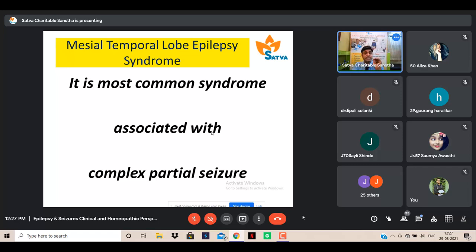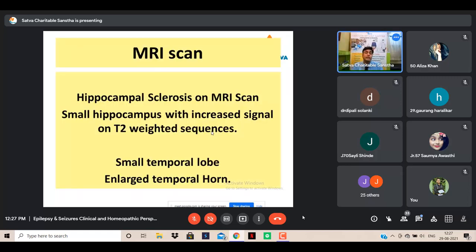So generally these patients who have MTLE syndrome, mesial temporal lobe epilepsy syndrome, often get all these symptoms, and they behave like a complex partial seizure. The only thing is, when you do a scan of such a patient, you find that the hippocampal area has degenerated and sclerosed on the MRI scan. Often the hippocampus has become small because of the sclerosis and scarring. And you even find a shrinking of the temporal lobe, you know.